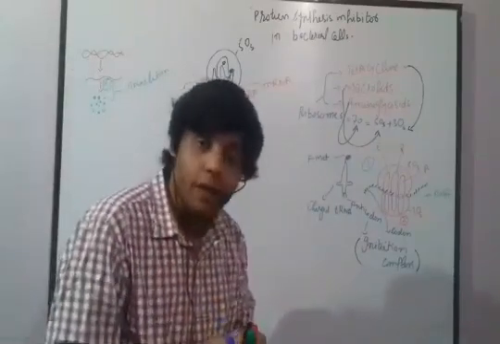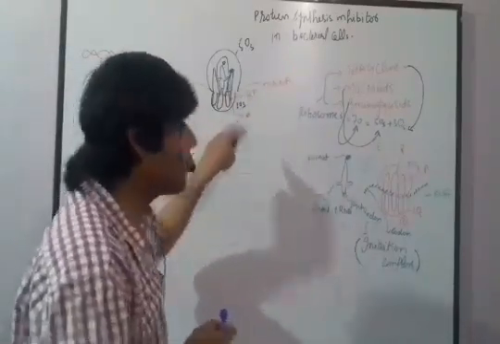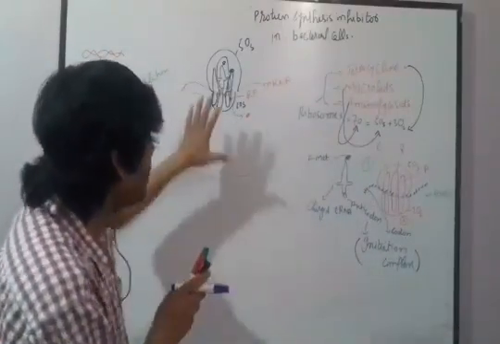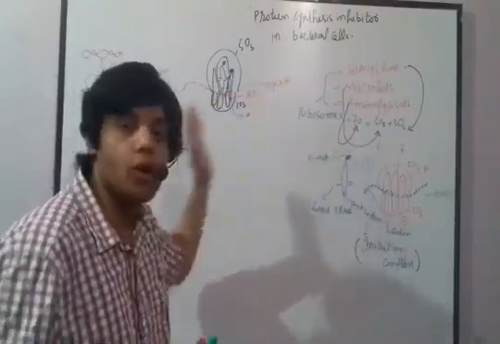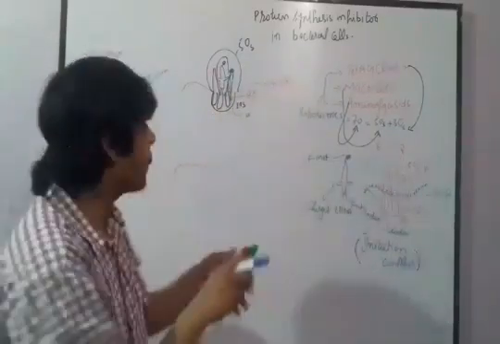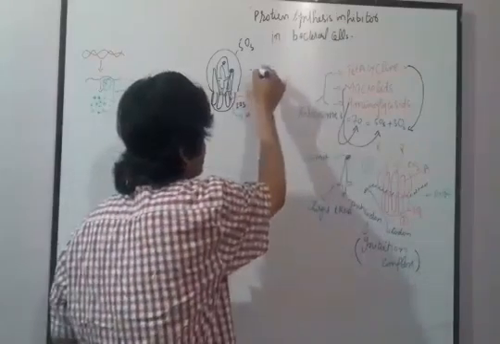Now when both sites are filled by transfer RNA, this ribosome will move forward, because the ribosome has the ability to move. This ribosome will move in this direction.